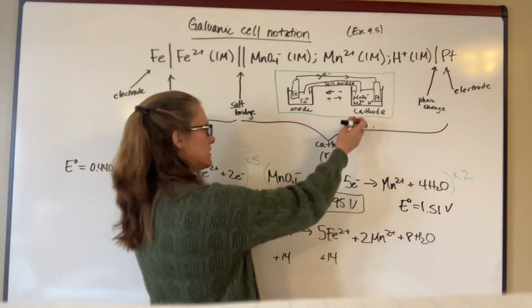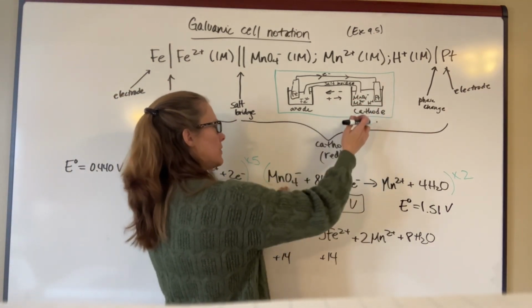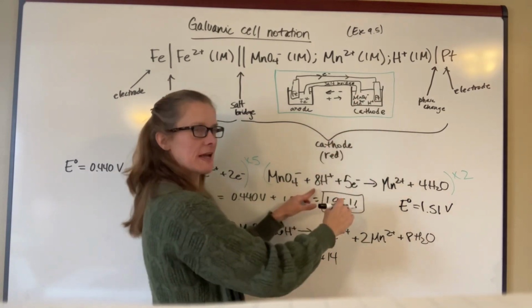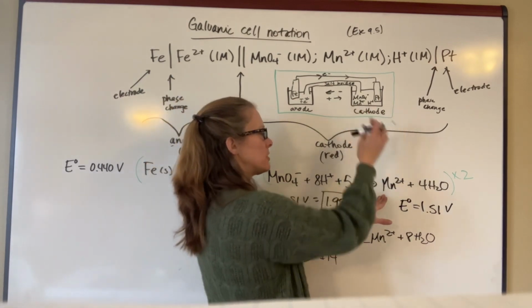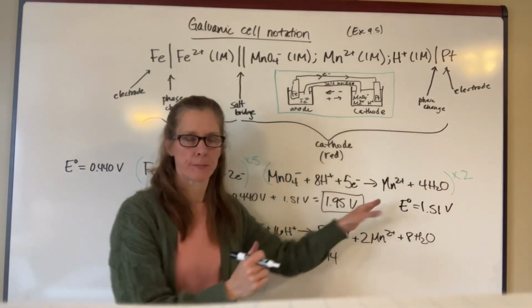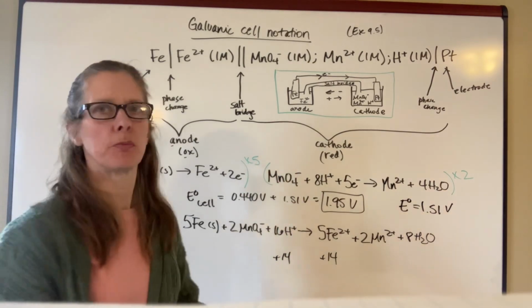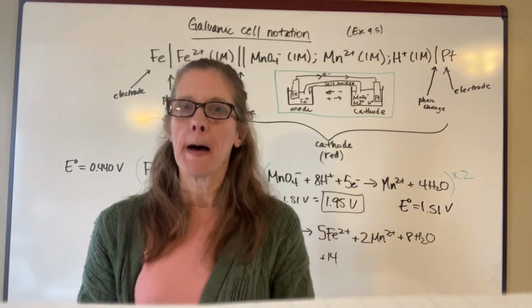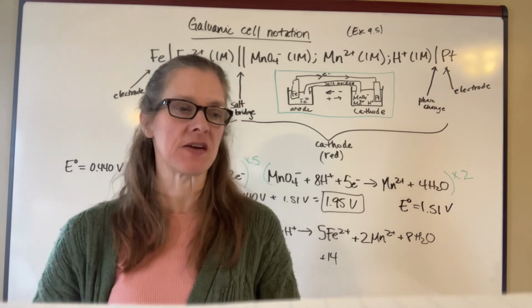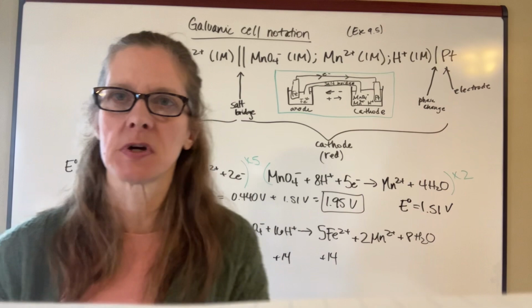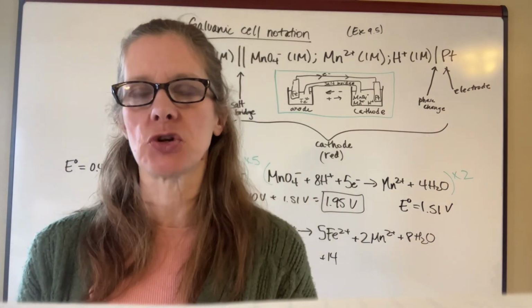while the iron ion concentration is going to get bigger. And on this side, the concentrations of the MnO4 minus and the hydrogen ion are going to go down, while the concentration of the Mn2 plus is going to go up. Okay, and we're not really going to see anything happen to the platinum there. It's just a way for it to get the electrons from one side to the other. Okay, so there we have summarized that with the notation from a galvanic cell.